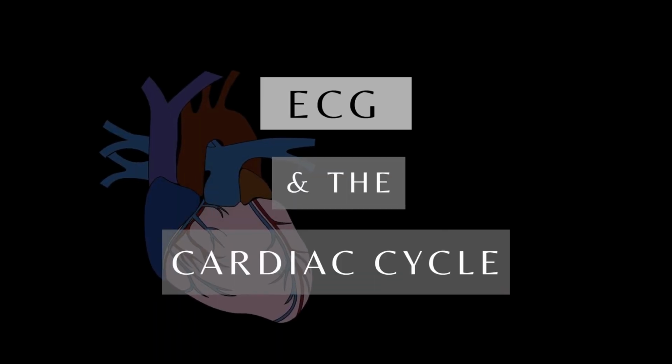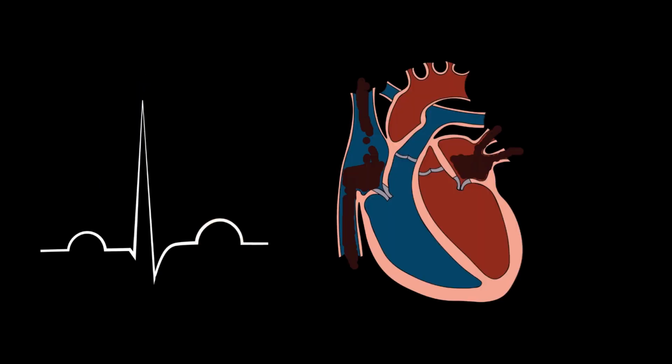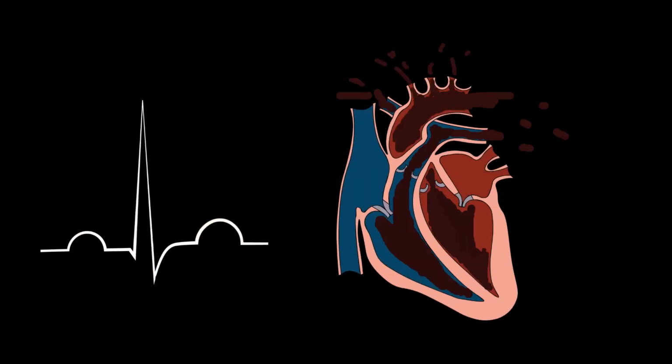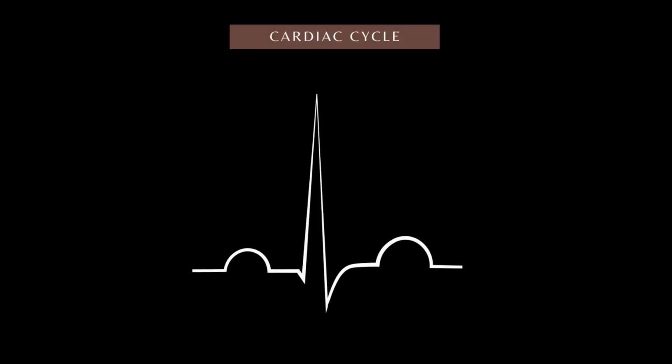ECG and the cardiac cycle. Here is an animation showing the relationship between the ECG and the cardiac cycle. This is one cardiac cycle or cardiac rhythm. It paints a picture of the electrical activity of the heart. It is made up of positive and negative deflections called waves.